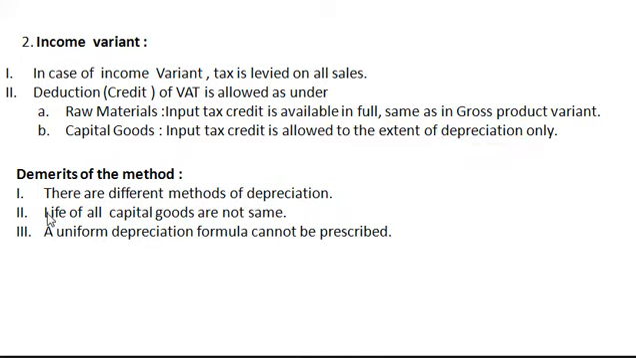Here are few demerits of the method. There are different methods of calculation of depreciation. Straight line method, reducing balance method. Which method will be benefited to the company or a firm is not fixed. Then life of all capital goods are not same, and a uniform depreciation formula cannot be prescribed for all the business. So these are some demerits of the variant income.